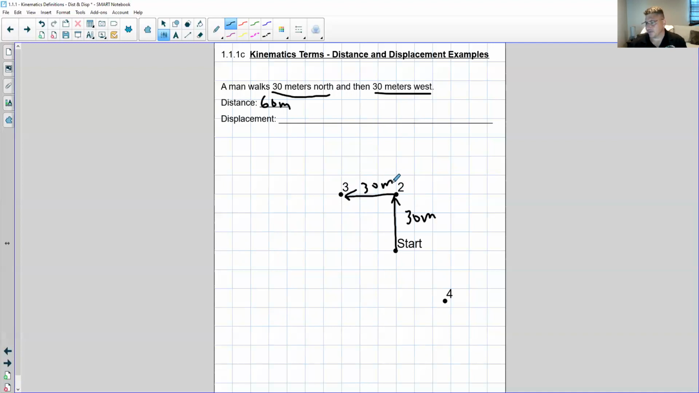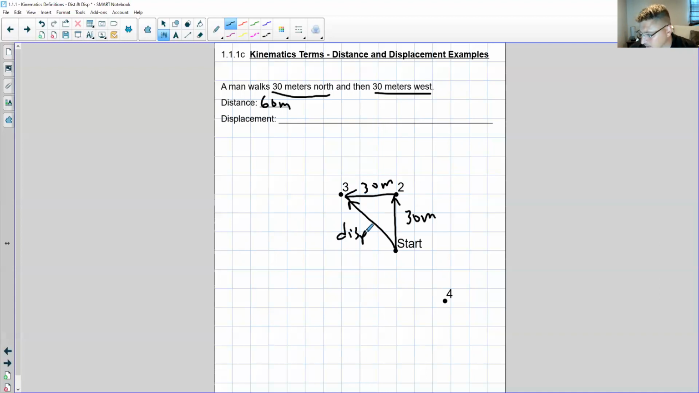The displacement is definitely not 60 meters. They're definitely less than 60 meters from where they started. In fact, to determine the displacement, I would draw this line. This is the displacement. And if I wanted to calculate that displacement, I could quite easily.